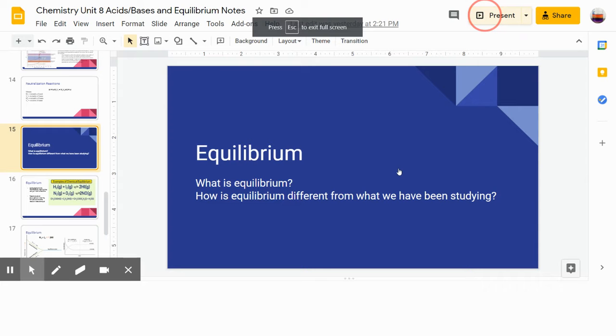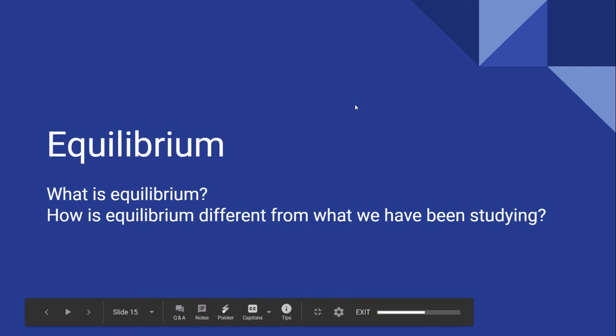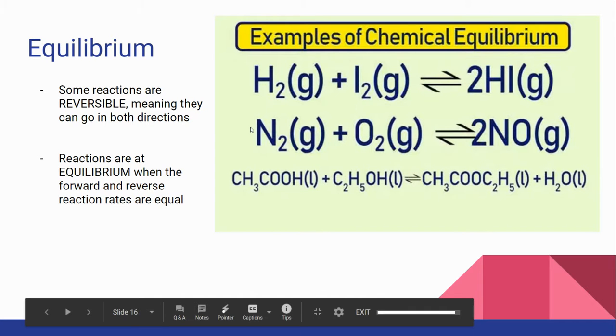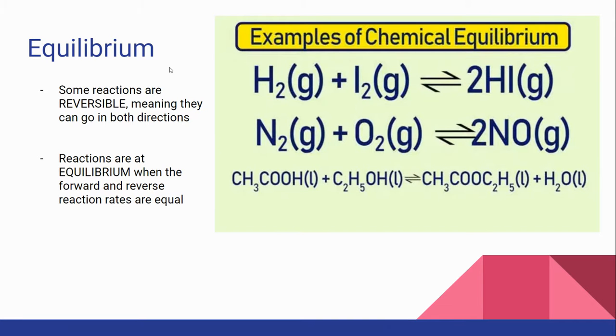Basically, all the reactions we've been studying up to this point go in one direction: you go from reactants to products. However, most reactions actually don't just go straight from reactants to products and then stop. What actually happens is some of the reactants go to products, and then some products go back to reactants. The reactions go in two directions. They're reversible.